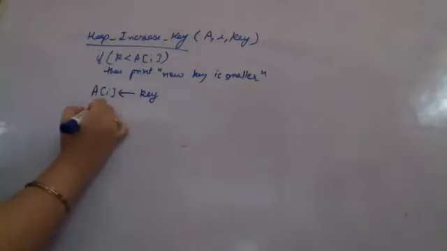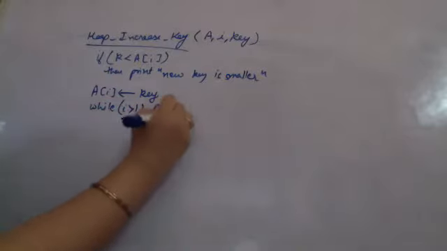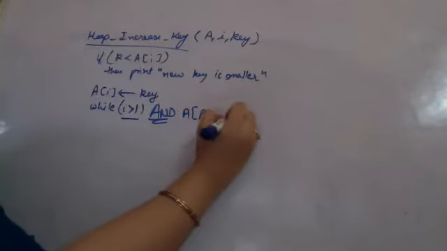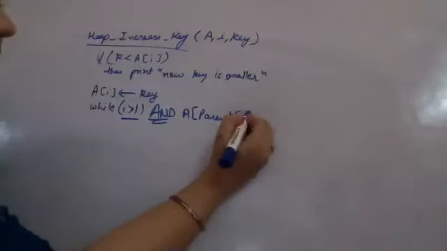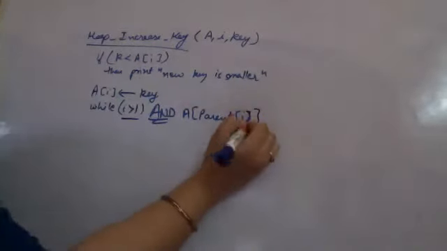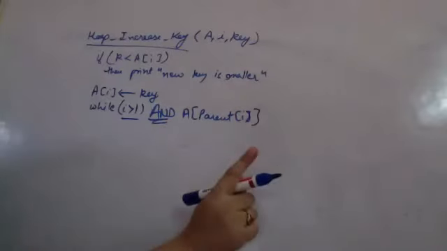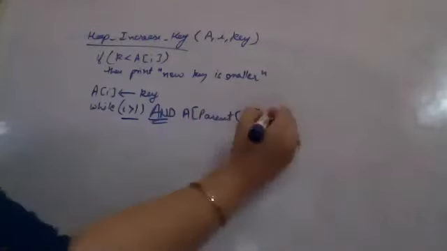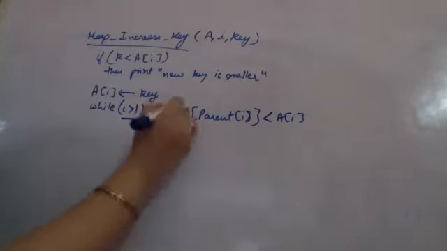After copying, I'll be running the loop while I is greater than 1, and a of parent of I. मुझे चेक क्या करना है, जो नई की मैंने अब नई की I have inserted at a of I, I am checking that the new key that has been inserted वो अपने parent से छोटी होनी चाहिए, तब तो heap की condition satisfied है, otherwise नहीं है. So if parent is less than a of I, that means I need to take some action. The condition of heap is not met.